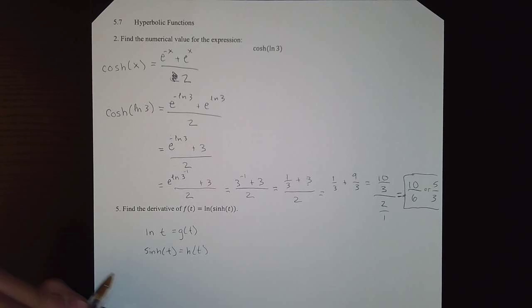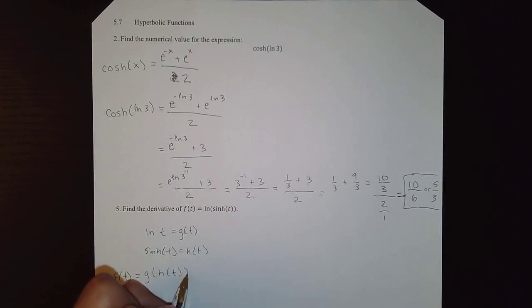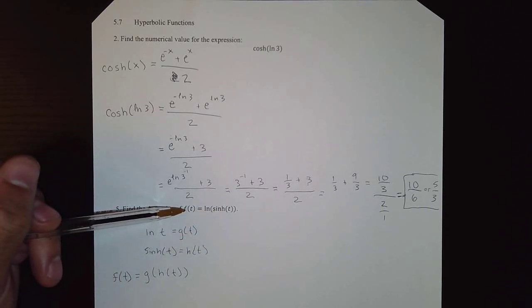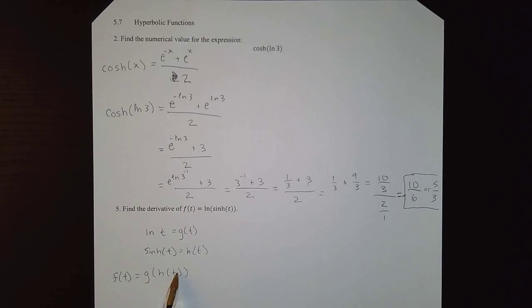Well, if we're using the chain rule, we know f of t is equal to g of h of t. So that just means if I wanted to use these functions to create the similar f of t function, all I would have to do is plug this h of t function into this g of t function. And so in order to take the derivative of this function, f prime of t, we have to take the derivative of the outside function, keep the inside function the same, and then differentiate the inside function.